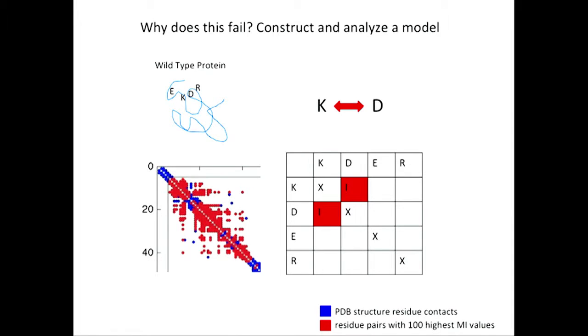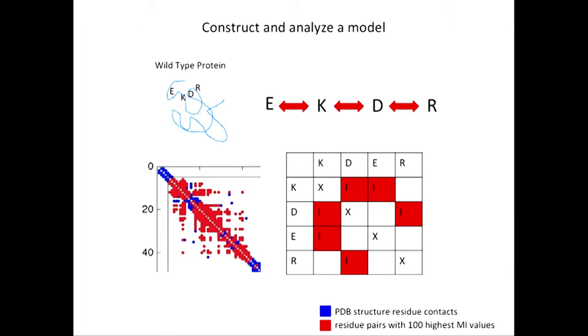So if we think about this single model, in this model, this K is close to the D, right? So we'd expect the K and the D to have high correlation if our whole premise is correct. But obviously the K is also close to this E and the D is close to this R. So if our premise is correct, then we're going to expect a result that looks something like this.